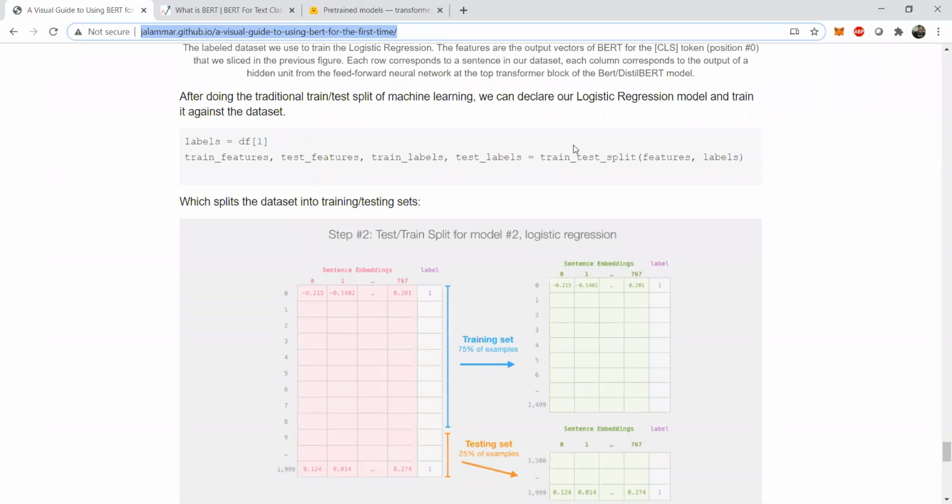So BERT base has 12 encoder stacks and 110 million parameters. BERT large, on the other hand, has 24 encoder stacks, or 24 transformer blocks, and it has 340 million parameters. And all these parameters are highly pre-trained. If we want to abstract embeddings from a particular BERT model, we have to follow a series of steps.